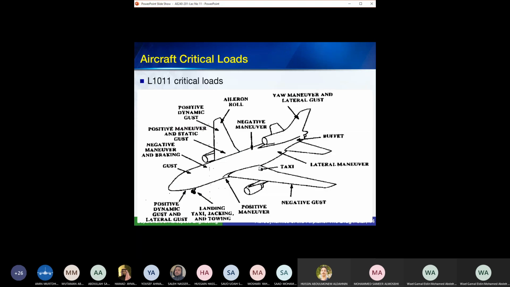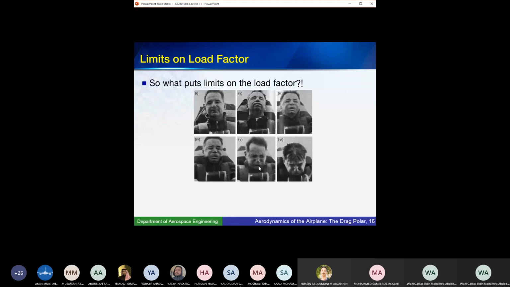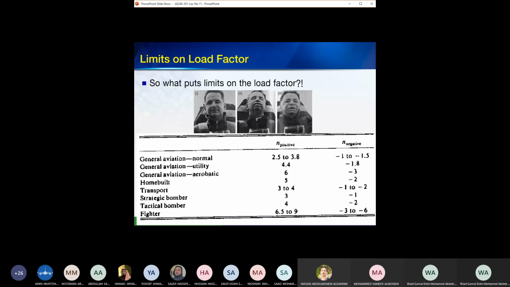Now, for us here, we should have some limits on the load factors as designers, because as you mentioned, we cannot design for a load factor of 10. Humans will not sustain that. And if humans cannot sustain that, there is no point in making the structure strong enough for that. That will be just extra weight. So when we start looking at the structure, how far can we go with the load factor? Well, this is determined by the capacity of humans.